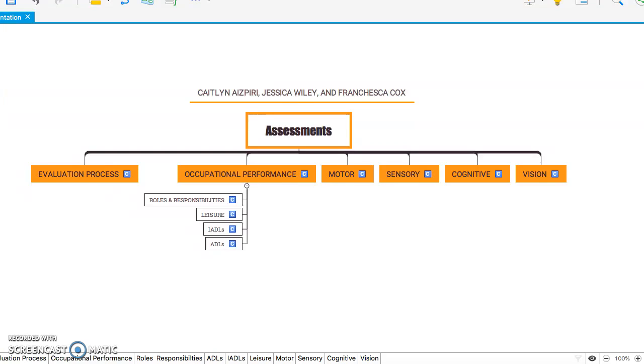I'm Francesca, and we're going to be discussing the assessments we've discussed in evaluation of occupational performance. We'll be discussing the evaluation process, occupational performance, motor, sensory, cognitive, and vision.